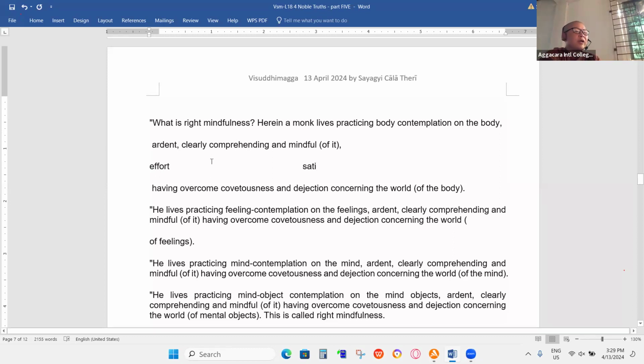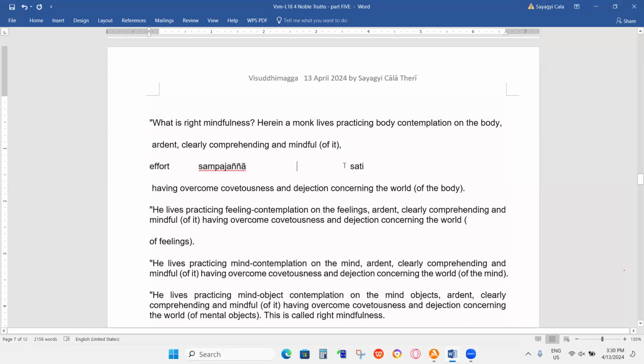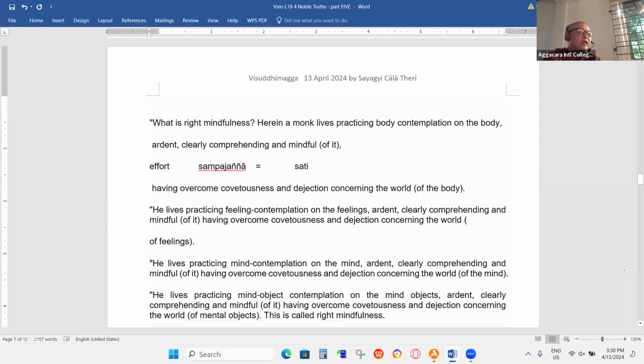So this clearly comprehending, what do you think it can be? The Pali word is sampajanya. So it's to do with the root nya. For those who learned before, root nya is what? What is the Pali understanding? Yes, knowledge. So you have effort, viriya, and sampajanya is to do with knowledge also. So you can see even at the right mindfulness state, they also have effort, they also have knowledge. Samadhi also, knowledge, and sati is mindfulness.